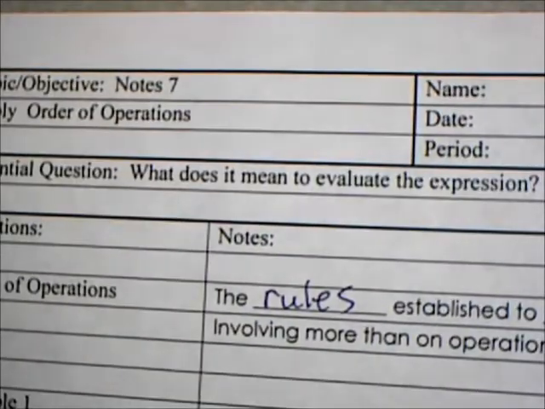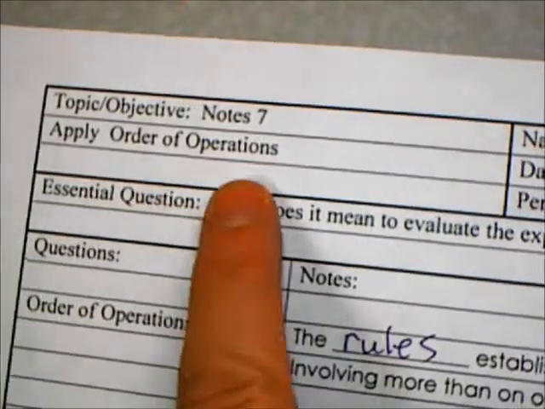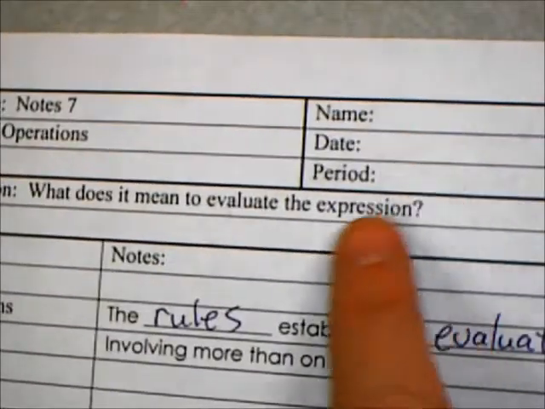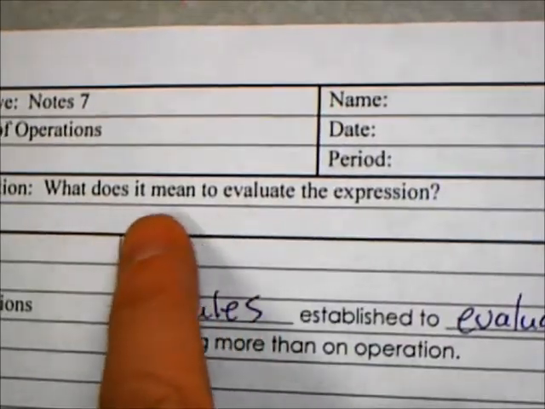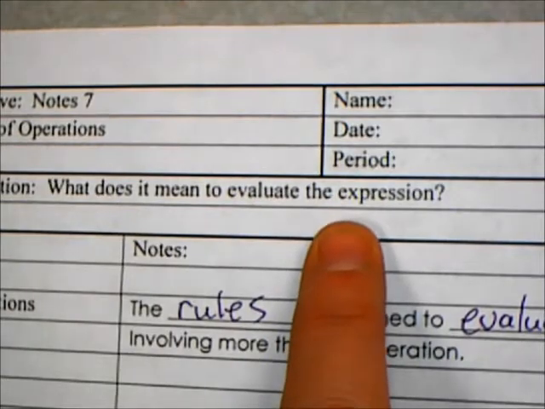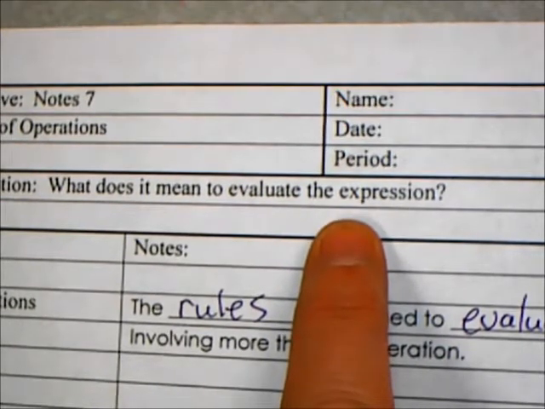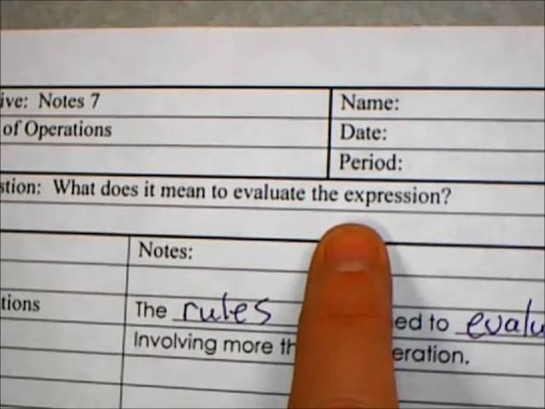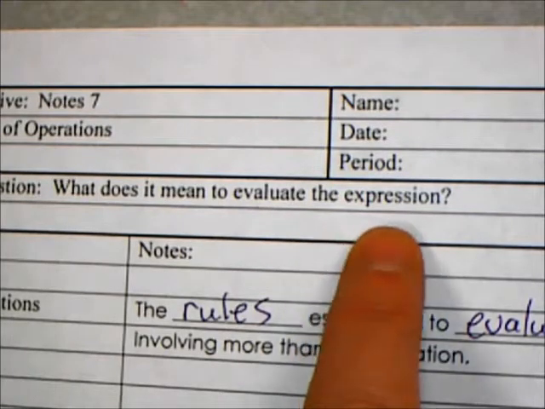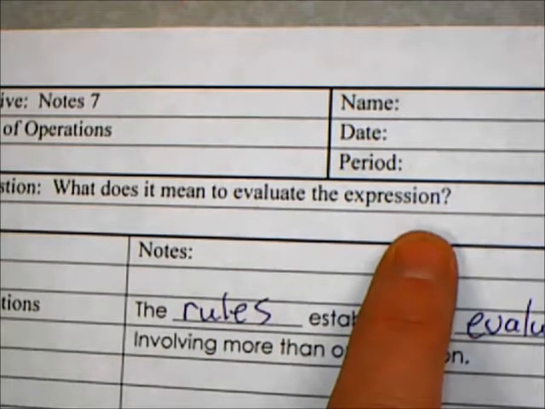Okay, here's notes number 7. It's applying order of operations. Make sure you put your name, date, and period. And here it says, what does it mean to evaluate an expression? Basically, that is just plugging in your information into the calculator. And if there's any letters, substitute what it equals and find the answer.